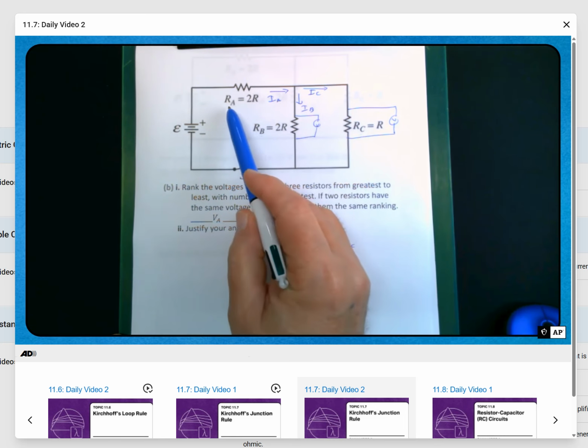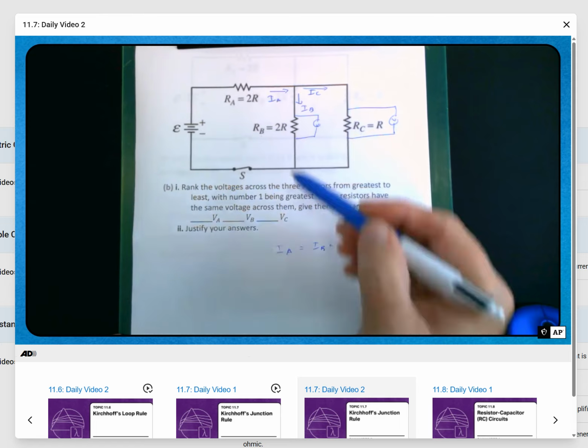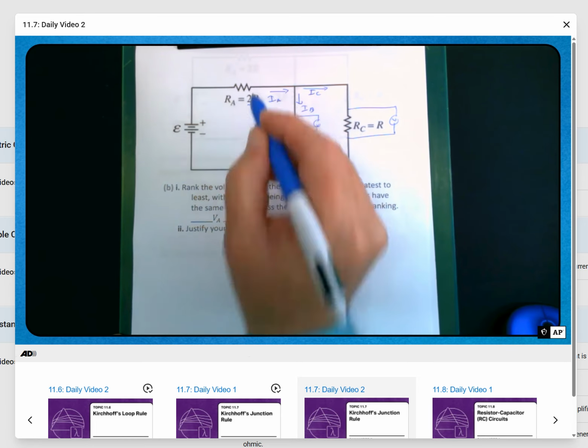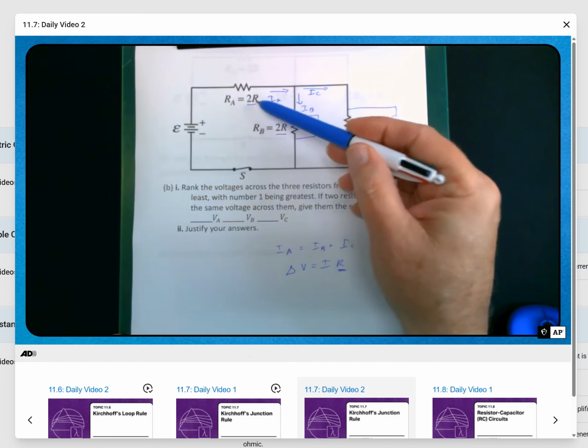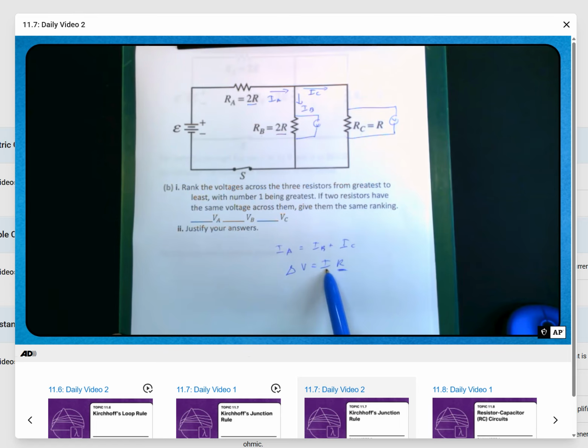So let's think about resistor A, whether it's greater than or less than these. You'll notice that the resistance is the same in resistor A and resistor B. So if we look at Ohm's law, change in voltage is I times R. Since both resistors are the same, 2R and 2R, the one with the greatest current must have the greatest change in voltage.